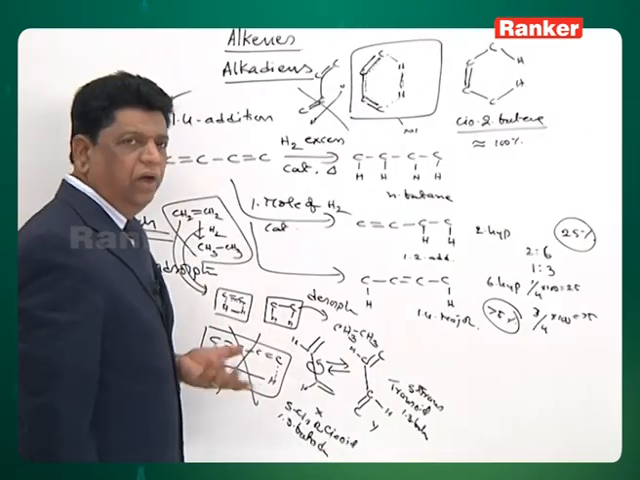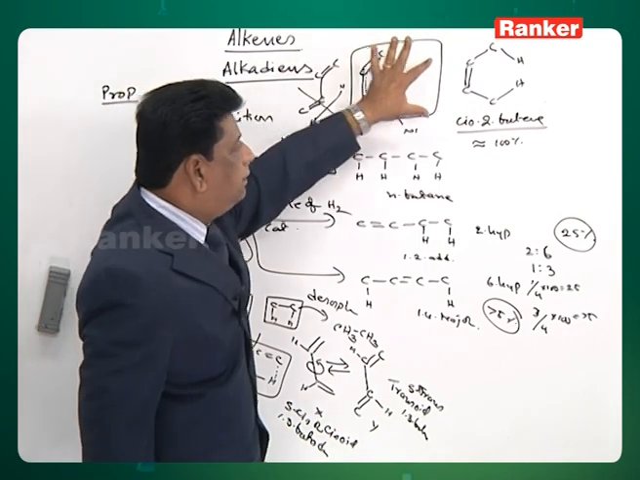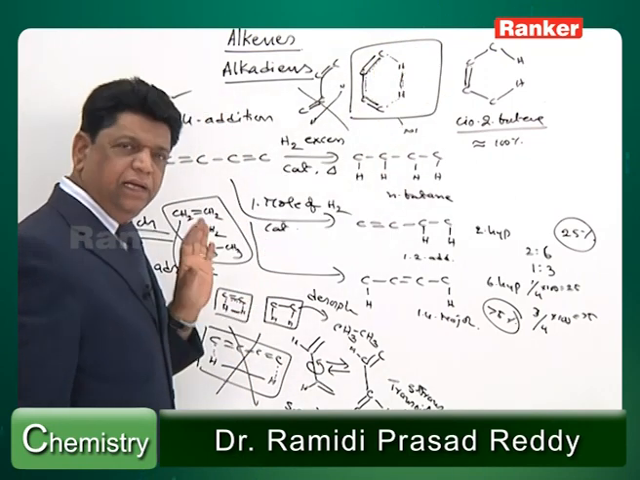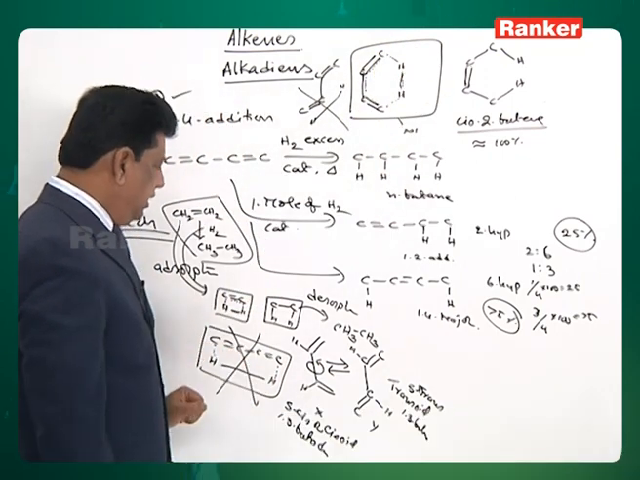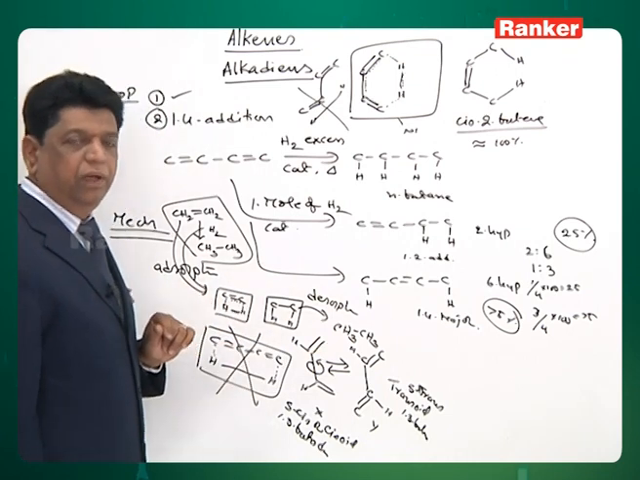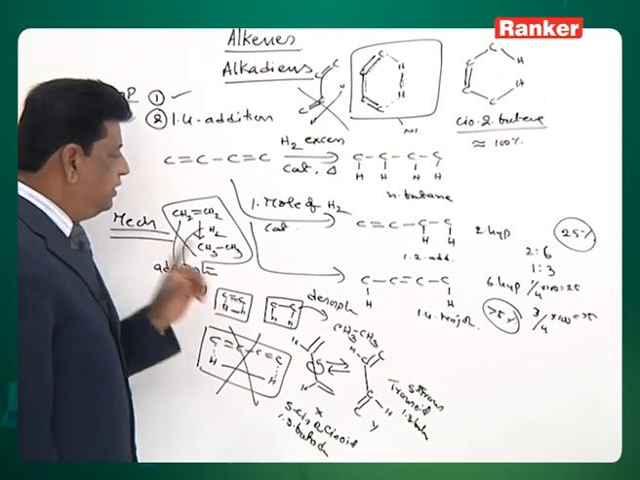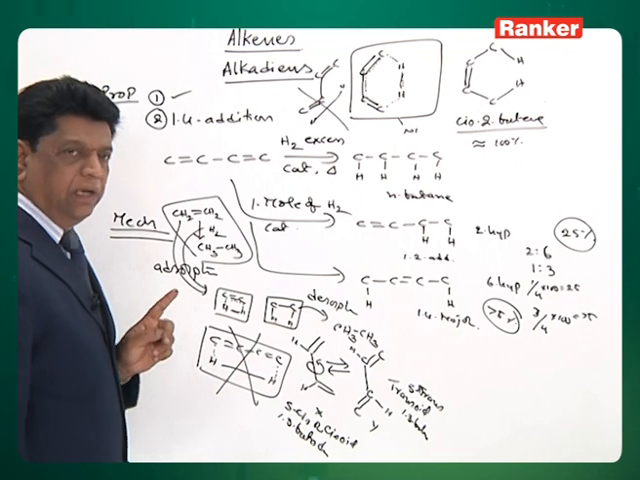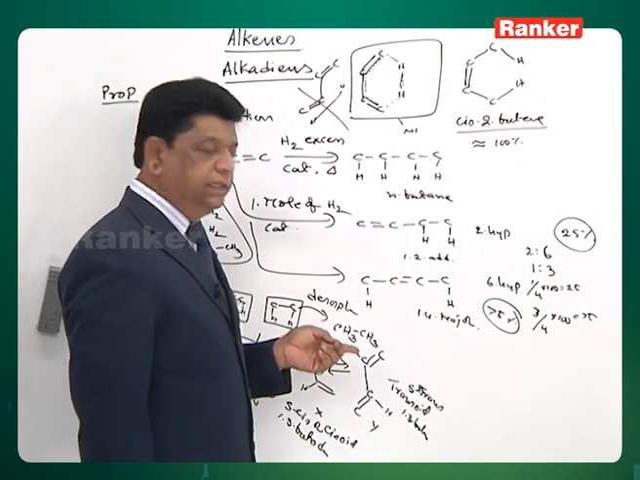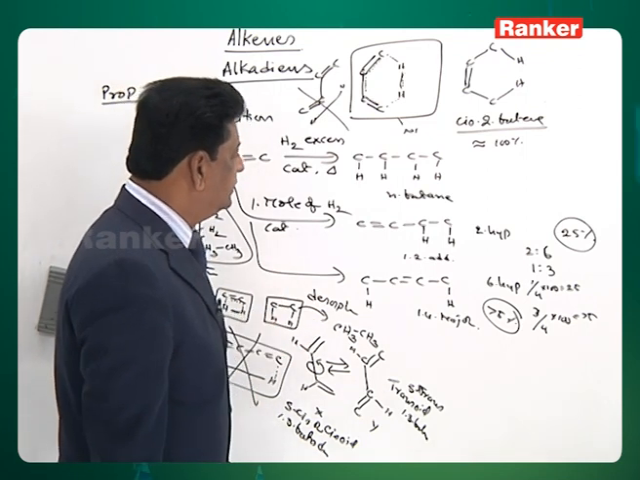So transoid cannot be taken to explain the mechanism. Only cisoid can be taken to explain the mechanism. Therefore, the formation of cis is theoretically expected. Even practically, if you do it, only cis-2-butene will be formed. Okay, so it is verified. That is why butadiene, when treated with 1 mole of hydrogen, gives almost 90 to 100% cis-2-butene as the major answer.